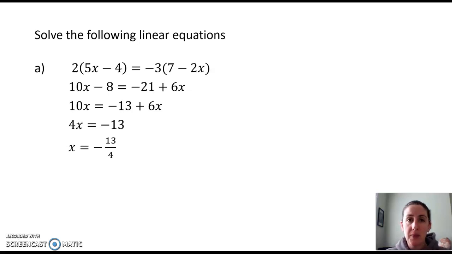Now, if you wanted to spend the time to check, you could take this x value, negative 13 fourths, plug it in for x here, simplify, plug it in for x here, and simplify, and you'll end up with a true statement. These two values will be equal to one another.